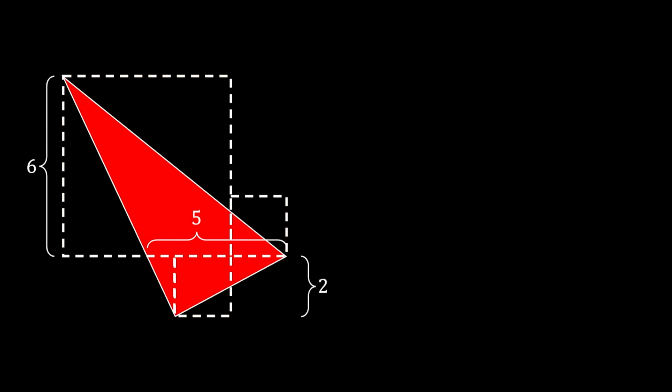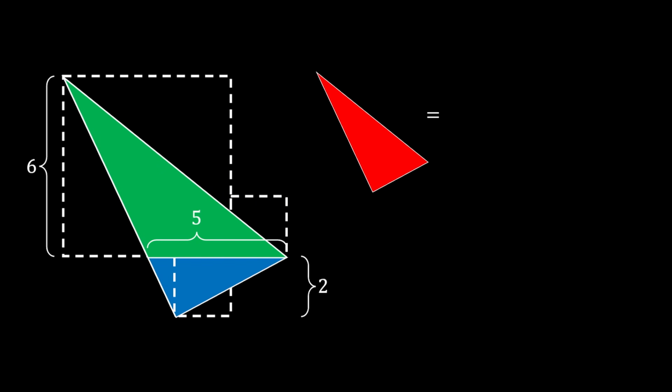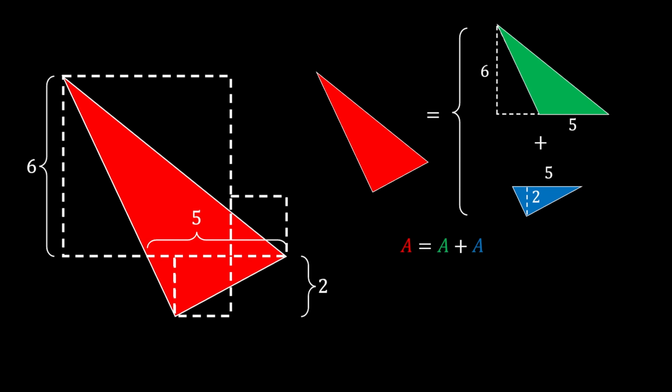Now we can clear our image a little bit and save only these three values. We will divide our red triangle into two triangles, the green triangle on the top and the blue triangle on the bottom. So we can say that the area of our red triangle is actually equal to the sum of the areas of our green triangle, which has the base of 5 and the height of 6, and the area of our blue triangle, which has the base of 5 and the height of 2. Now we can translate this diagram into the following formula.